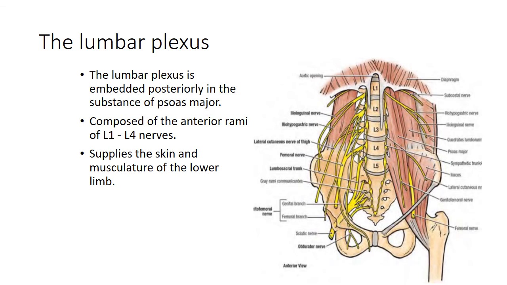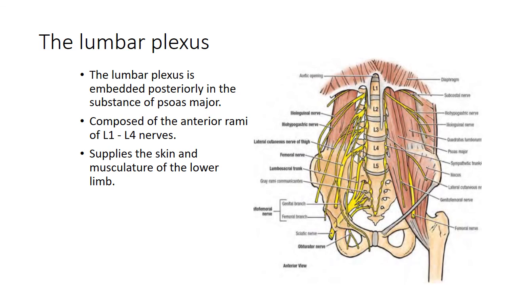Coming to the lumbar plexus. The lumbar plexus is embedded in the substance of the psoas major muscle. Although the nerves are a little posterior when close to the midline, towards the vertebral column, when they move laterally and downwards, they are in the substance of the psoas major muscle.